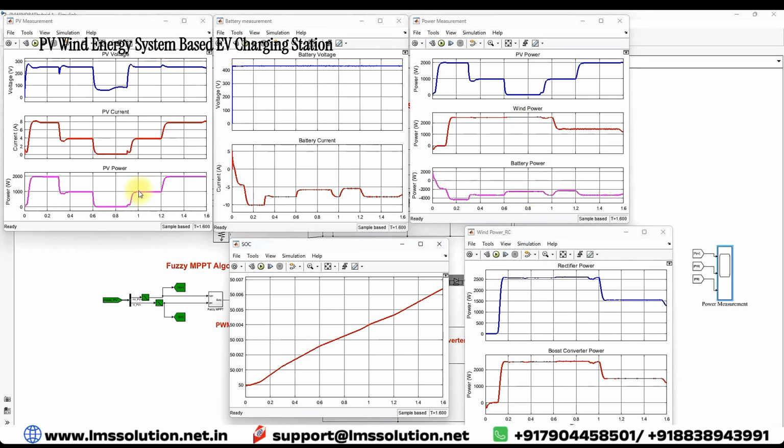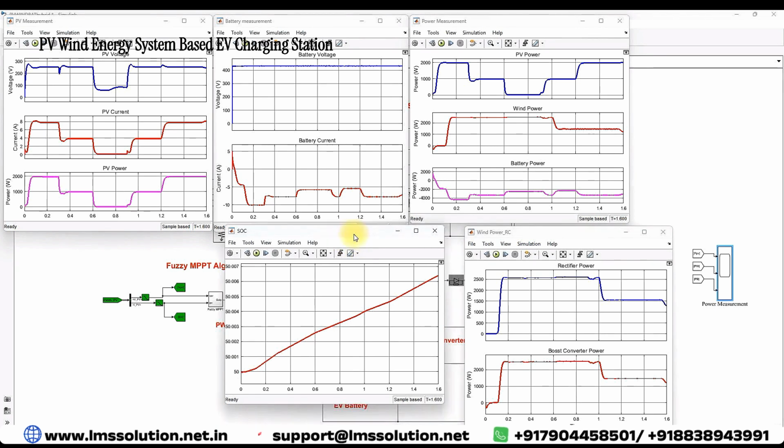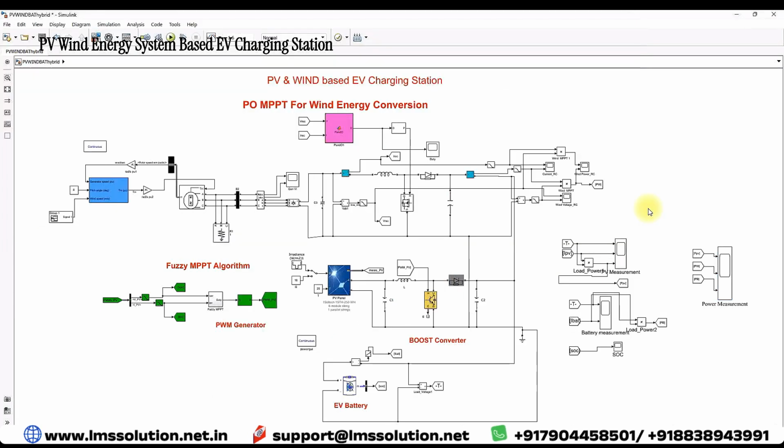After that you can see that the PV power increases with the increasing irradiation, and the charging power and charging current of the battery also increase as per the increasing PV power. And this is the graph for the SOC of the EV battery. Here you can see that we can connect more batteries for charging. This is a small power rating model. We can increase the power rating of wind and PV, so you can add more EV batteries for charging at a time, and we can use a swapping approach for using this kind of EV charging station in real time.